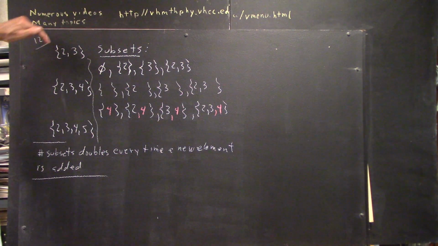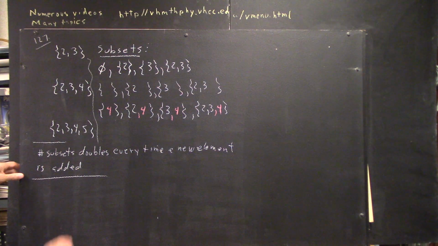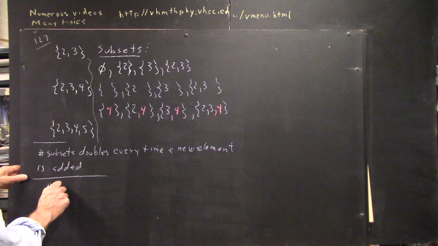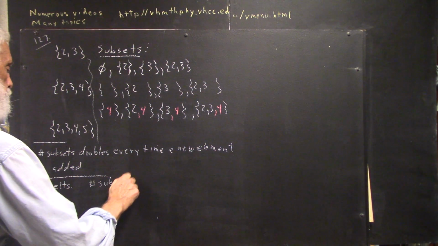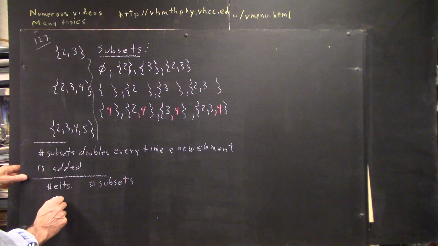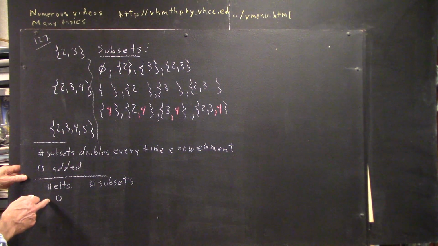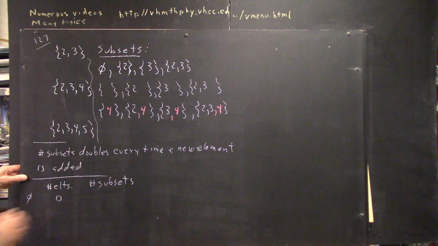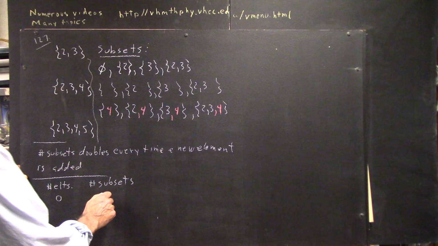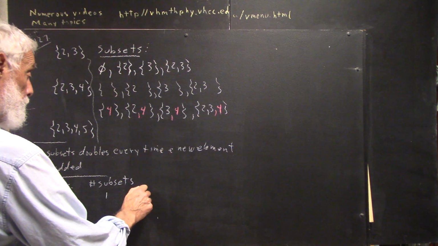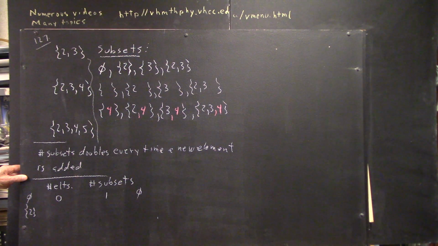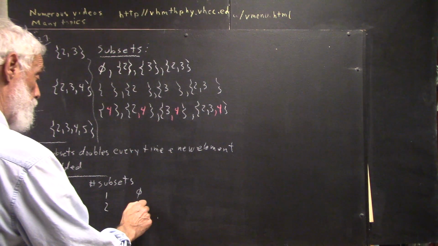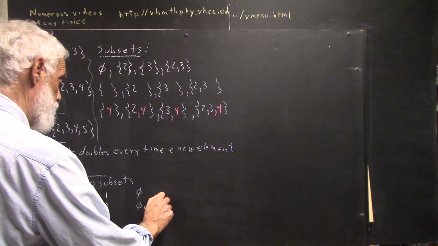Now, actually, let's just start out with the empty set, which has 0 elements. How many subsets would the empty set have? Well, it has 1, which is just the empty set. Okay, what about the set consisting of the number 2? Okay, it has 1 element. How many subsets does it have? Well, it has 2. It has the empty set and itself.